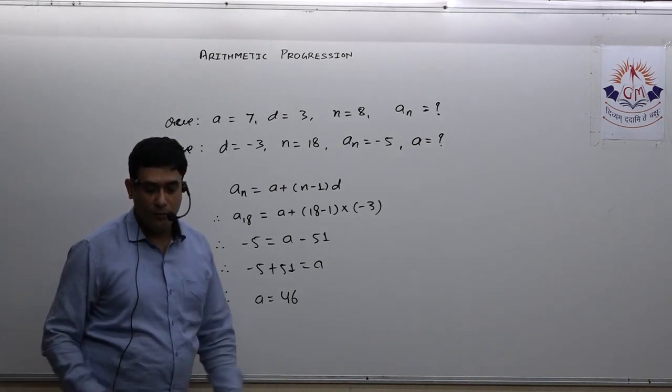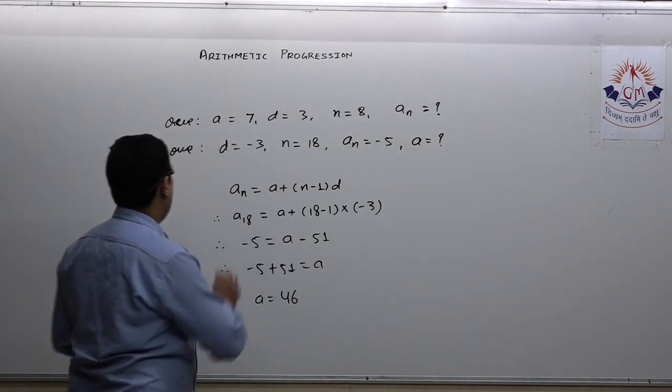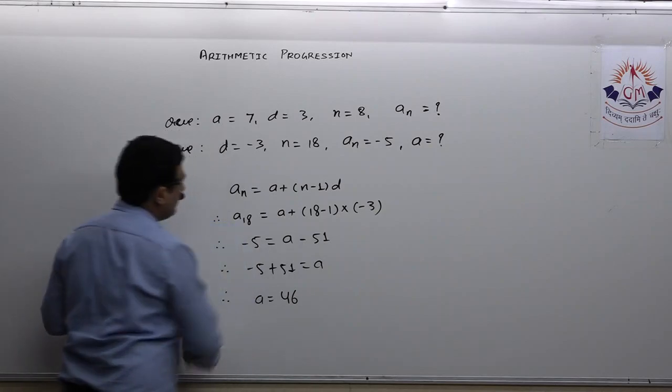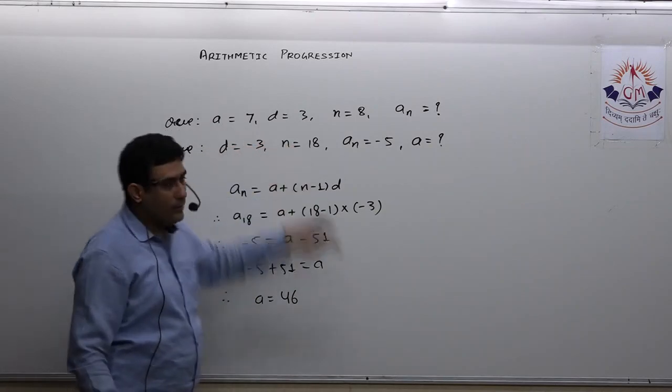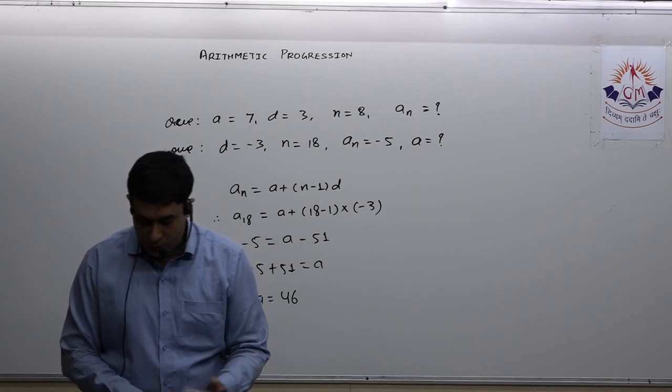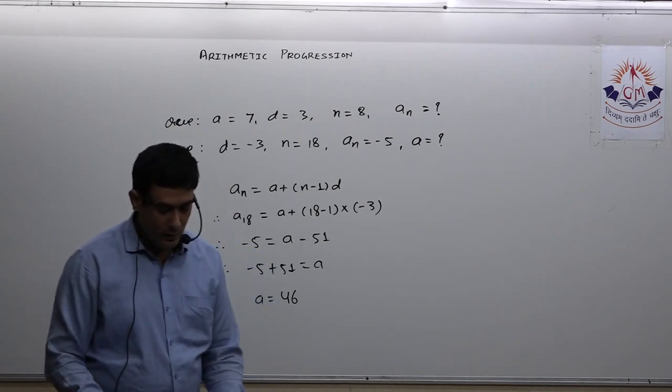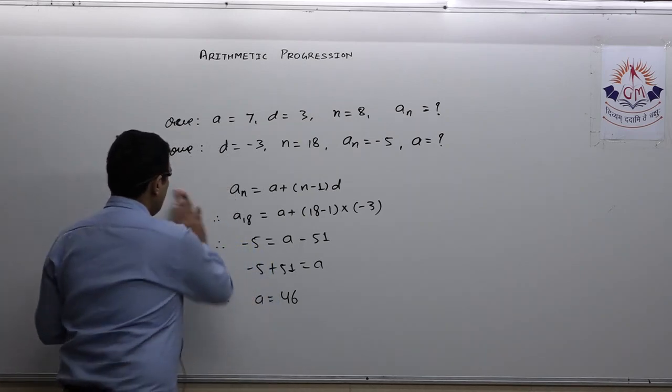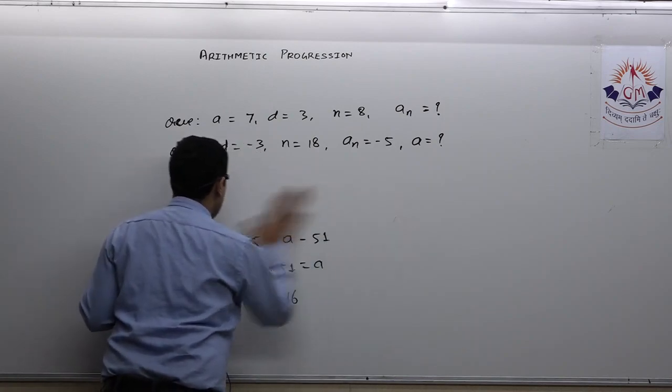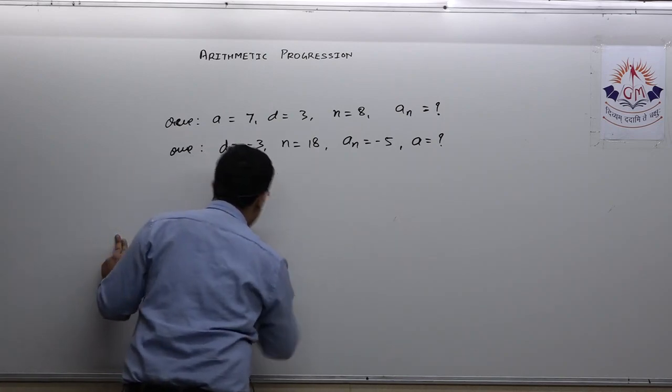Okay, so this is the value of the first term. On the basis of this, these types of questions may be asked. Among 4 variables, 3 will be given to you, the fourth you have to obtain. Now next we will see the questions where they will ask you directly.